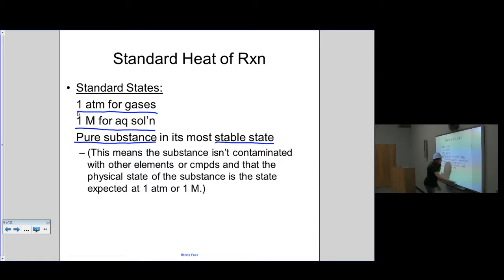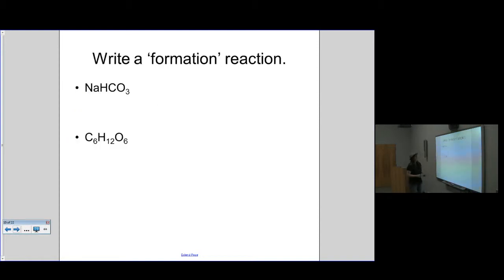So in your delta H of formation table, you need to be careful because some of them have more than 1 physical state. You need to be watching for, for example, iodine as a solid and iodine as a gas. This has nothing to do with calculating the enthalpy right now. I want you to be able to write a formation reaction though. A formation reaction, recall, is forming 1 mole of some compound from its elements.